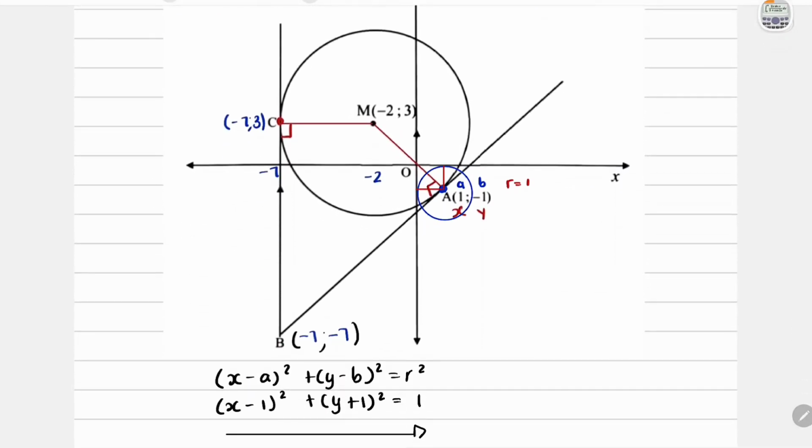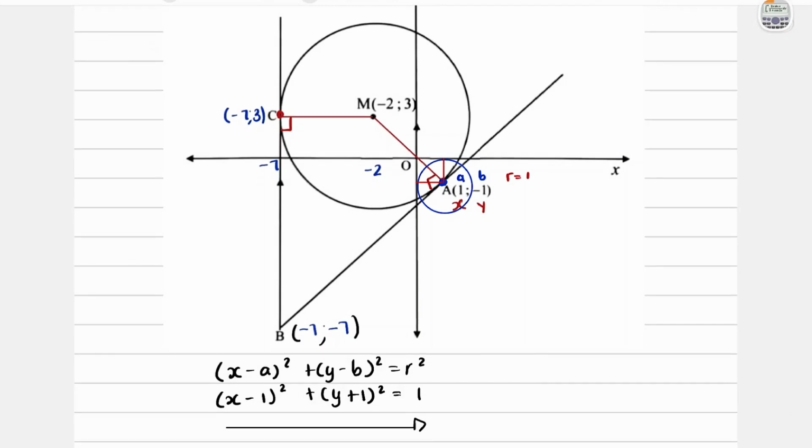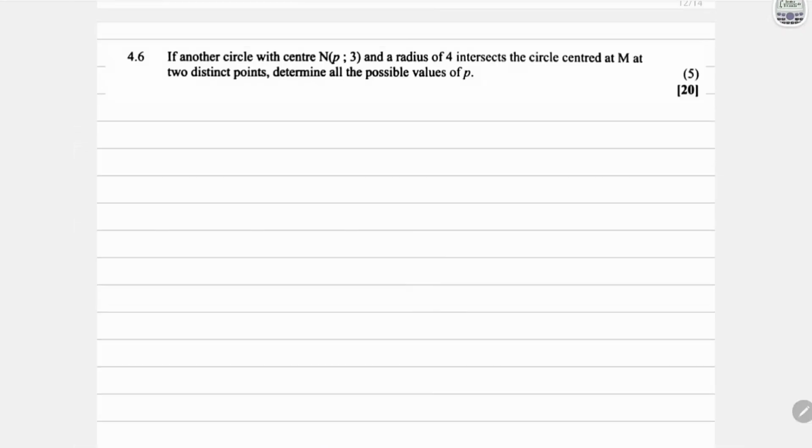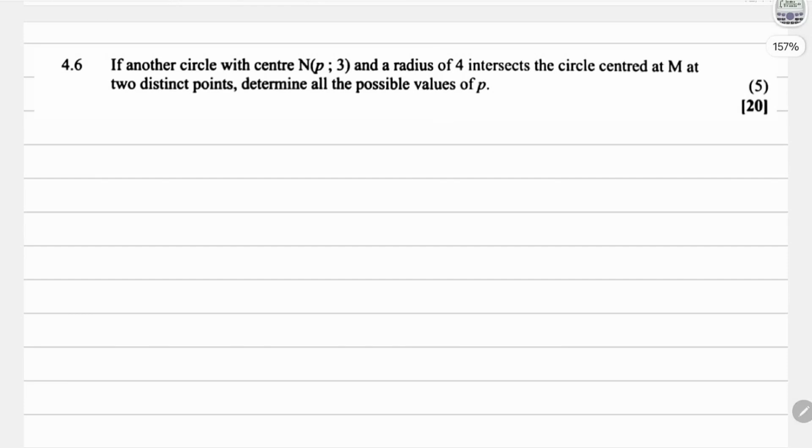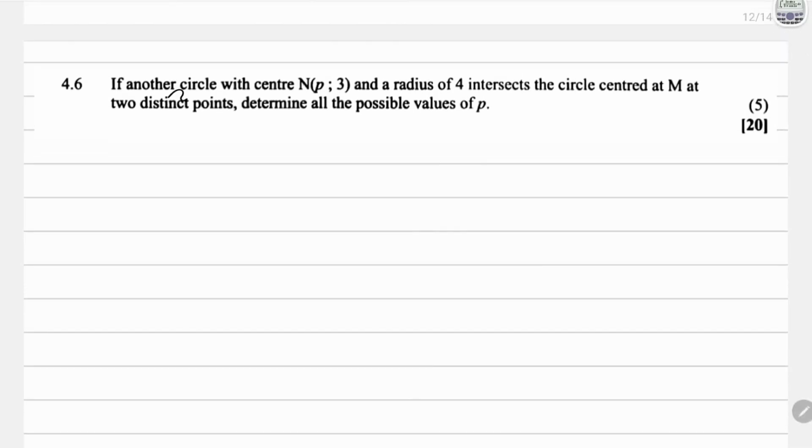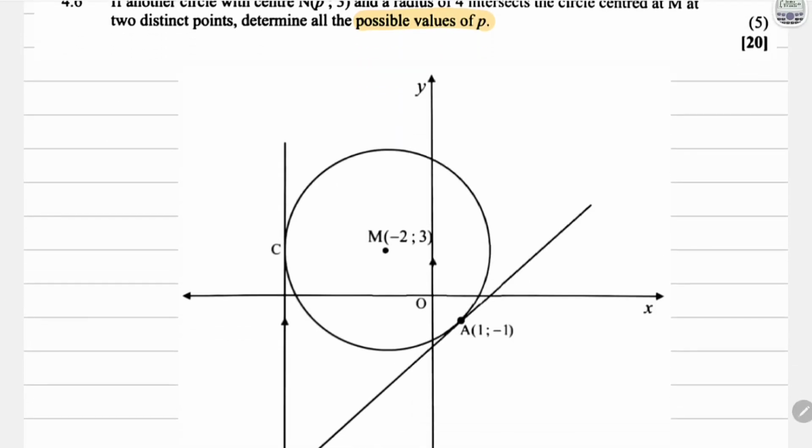Then moving on to 4.6, which is the last question for question 4 and for analytical geometry. We are on question 4.6, and it says, if another circle with center N, which is (P, 3), and a radius of 4 intersects the circle centered at M at 2 distinct points, determine all the possible values of P. So we're going to need the diagram in this situation. So let me get the diagram. Okay, here is our diagram.